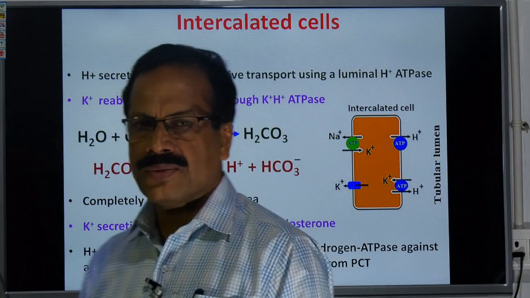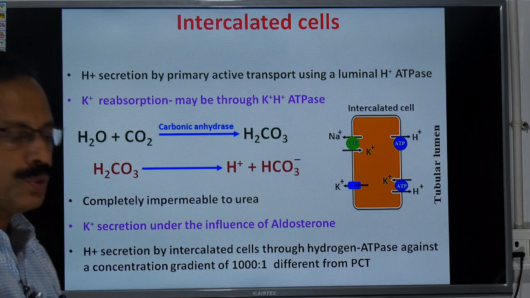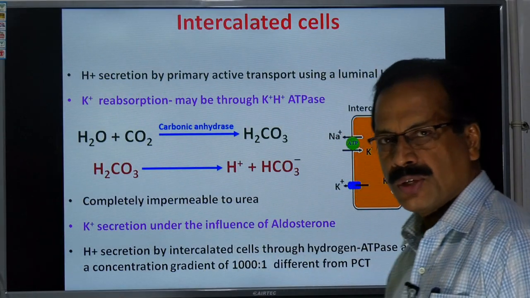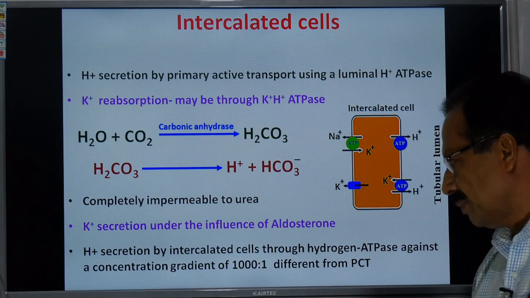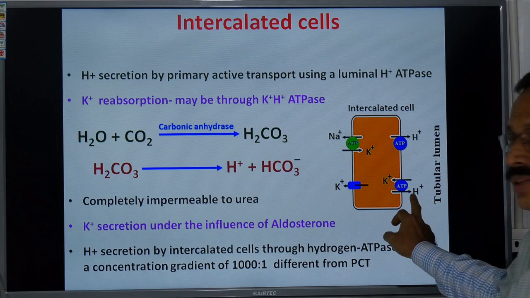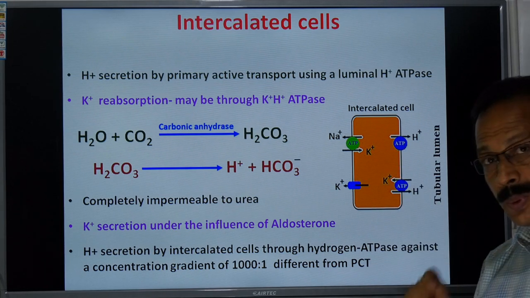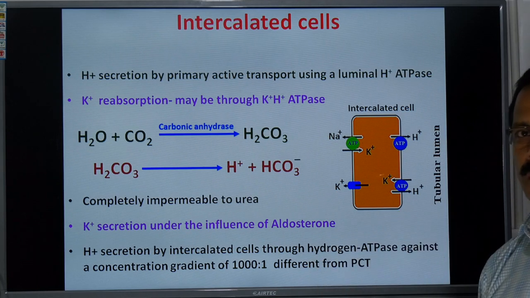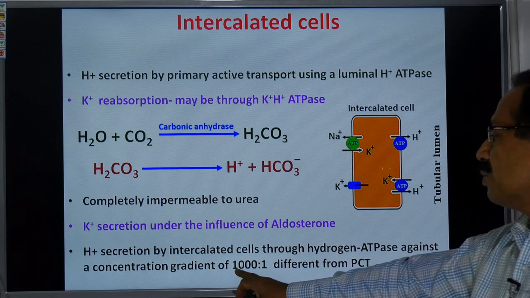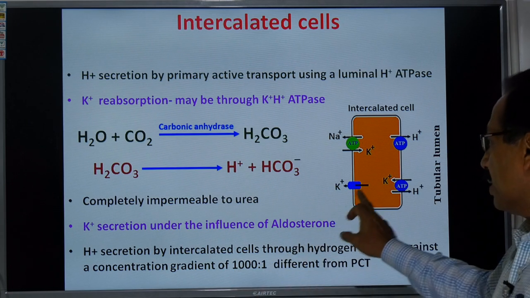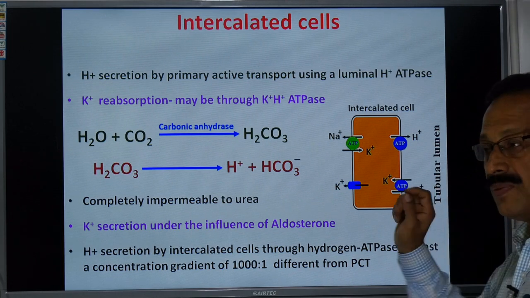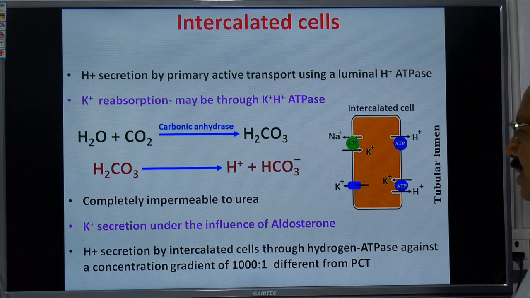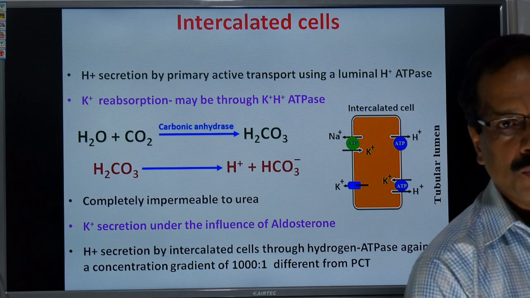And the potassium reabsorption here is under the control of the hormone aldosterone. When aldosterone is present, more potassium will be reabsorbed through this H plus K plus channel. And also this H plus secretion by the intercalated cells is an active process, and it is against the concentration gradient. Sometimes the concentration gradient can be 1000 against 1. The concentration of the hydrogen in the cell might be 1 and the concentration in the tubular lumen is 1000. So even at that concentration difference, hydrogen will be secreted. So active transport secretion of hydrogen into the tubular lumen.